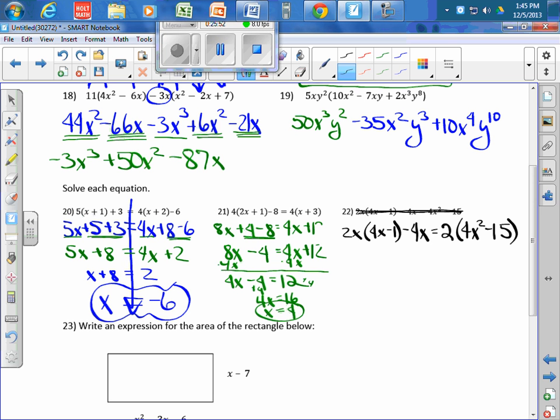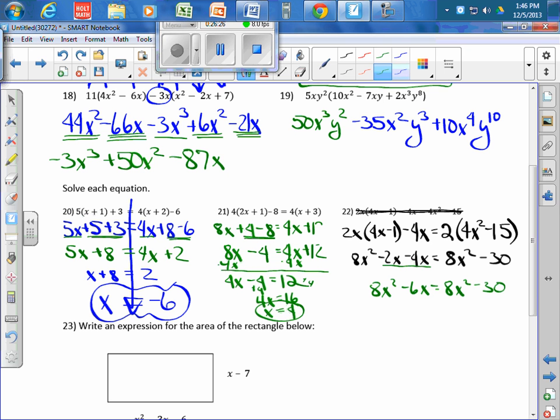All right. Now distribute. 2x times 4x, 8x squared, minus 2x minus the 4x equals 2 times 4x squared is 8x squared. 2 times minus 15 is minus 30. Rewrite the left side in descending powers. I have like terms here. Get those together first. 8x squared minus 6x equals 8x squared minus 30.